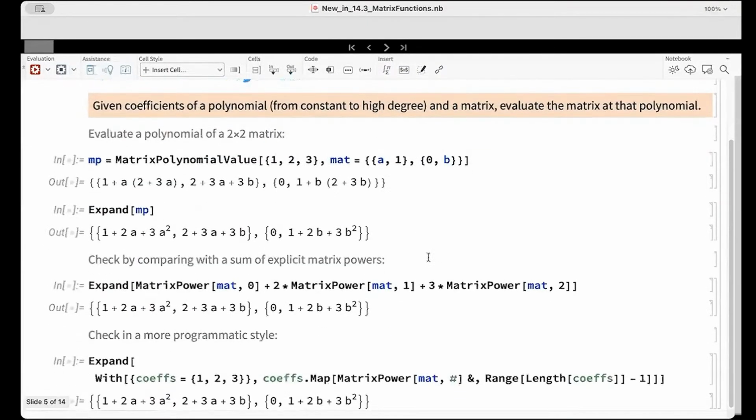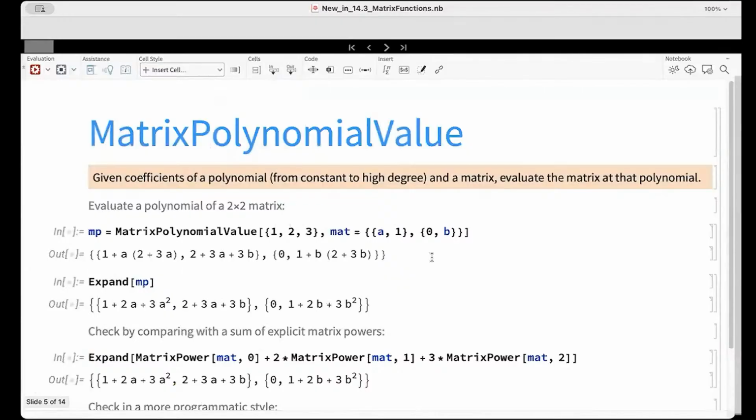Okay, another function that we've had internally for a long time and finally saw fit to make into a full-fledged system function is the matrix polynomial value. What this is, we give a matrix and a polynomial, not surprisingly, and we evaluate the matrix at that polynomial. So for a simple 2x2 matrix here, and the polynomial whose coefficients are 1, 2, and 3, meaning 1 plus 2x plus 3x squared, we evaluate the matrix.